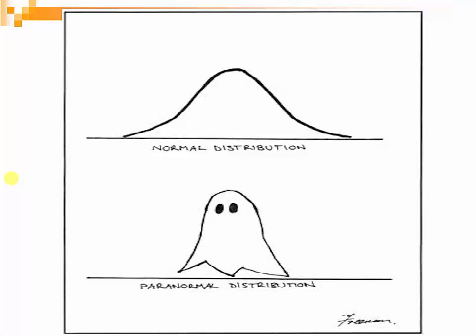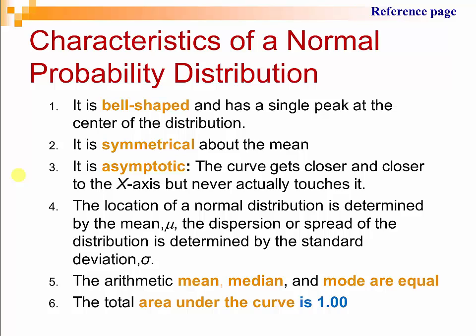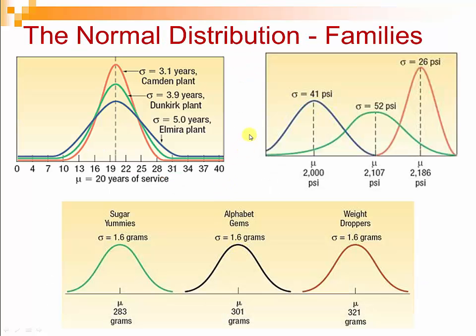Okay, here are the characteristics again. I'm hoping this will at least keep you awake. So the characteristics of the normal distribution are here. This is your reference page. We covered these, and the mean, the median, and the mode are all equal. So when it's symmetrical about the mean, we could say it's symmetrical about the median or the mode as well, because they are all in the same place. They are all equal.